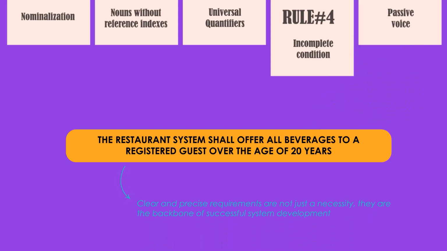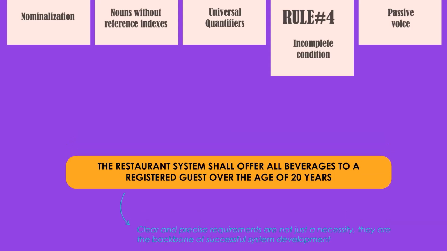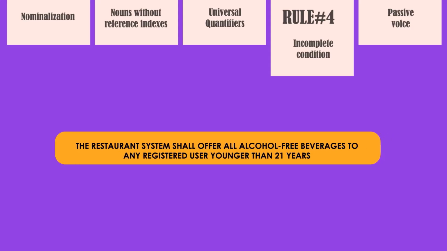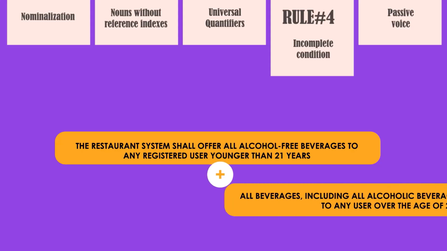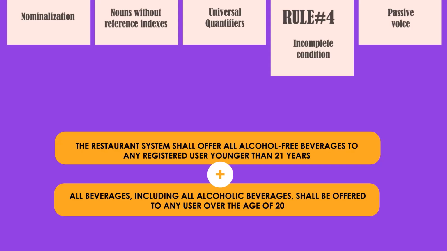Clear and precise requirements are not just a necessity, they are the backbone of successful system development. By avoiding misunderstandings and ensuring everyone is on the same page, we can all contribute to a smoother and more efficient development process. For instance, the restaurant system shall offer all alcohol-free beverages to any registered user younger than 21 years. All beverages, including all alcoholic beverages, shall be offered to any user over the age of 20.